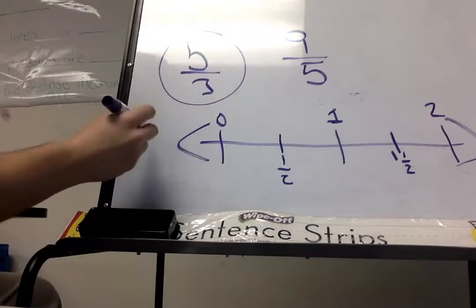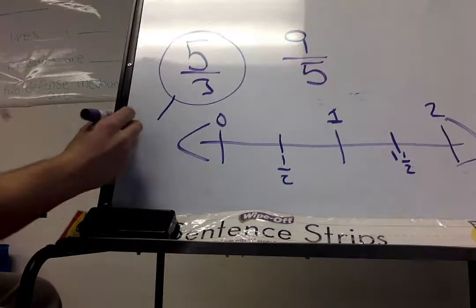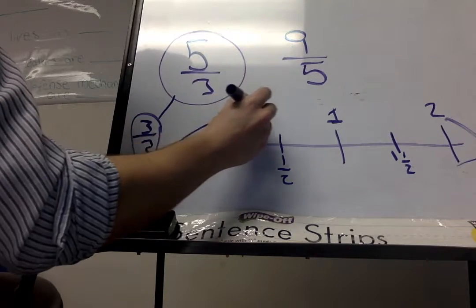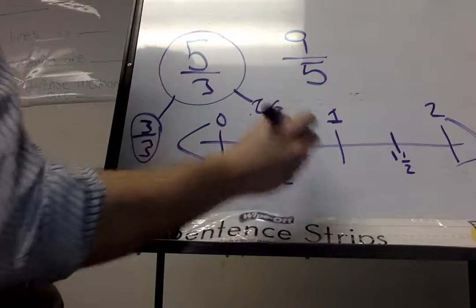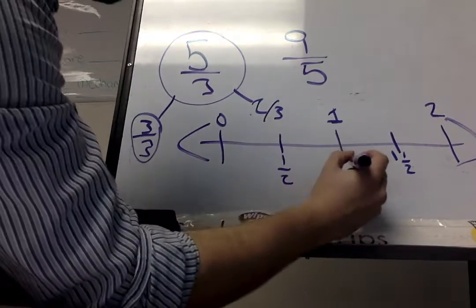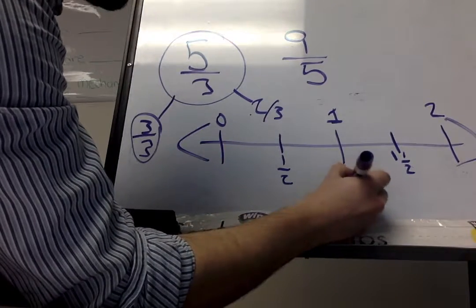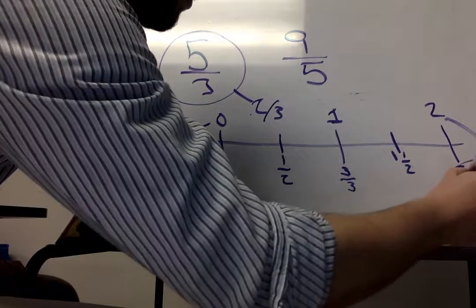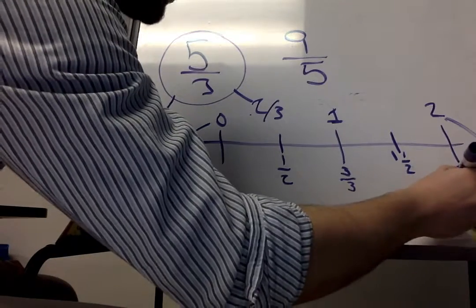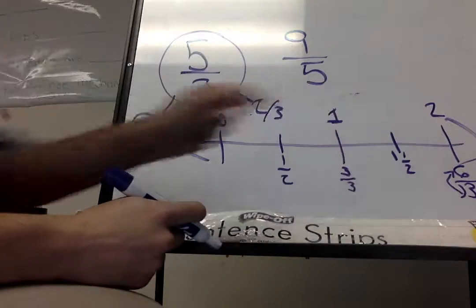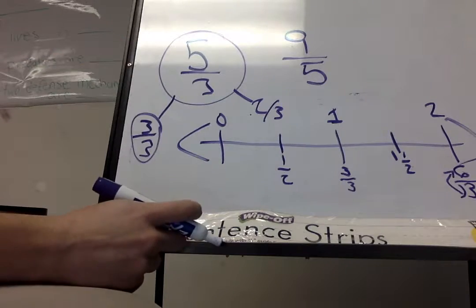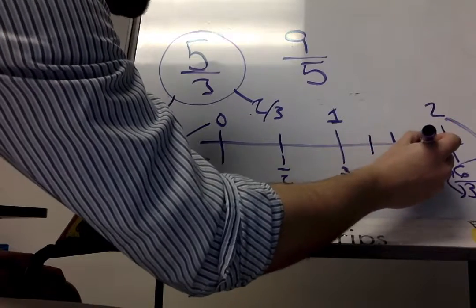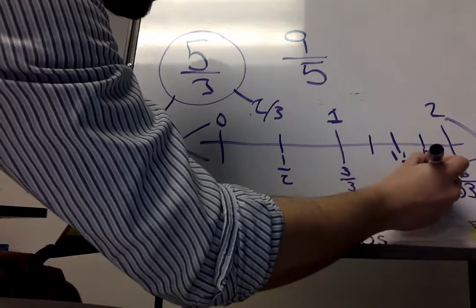Looking at this fraction, I know that 3/3 is equal to 1 whole. That leaves me with 2/3 left. And right here, I can put my 3/3. I know that if I double 3, I would have 6. 3 goes into 6 2 times, so 6/3 is my 2 wholes. So where would 5/3 go? Well, if this is 3/3, I'm going to put 4/3 here, 5/3 would go right about here.